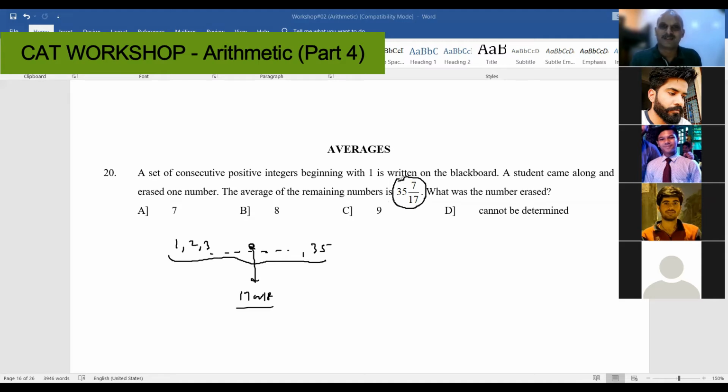Yes, sir. So now correct this argument further and move on, and you will see 35 7 by 17 is the average. That means if this is approximately the middle number, the number of terms should be around 70. Yes, sir, that was my mistake. I don't know exactly, but around 70.